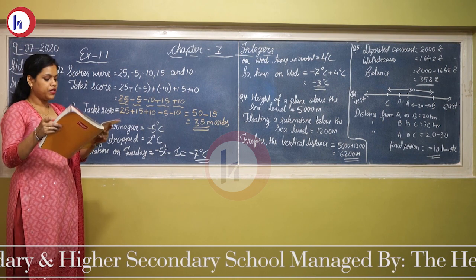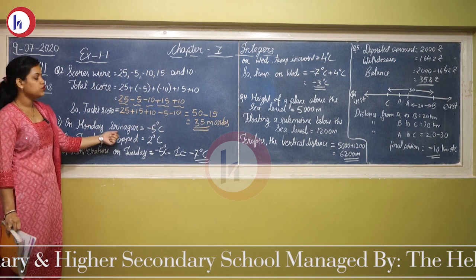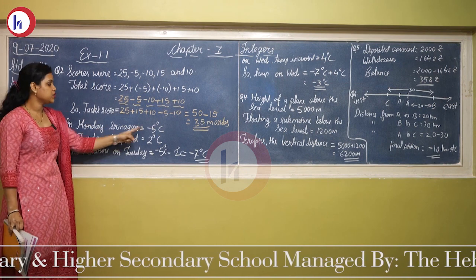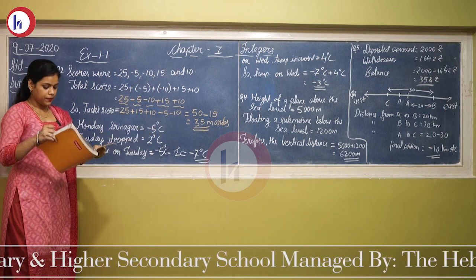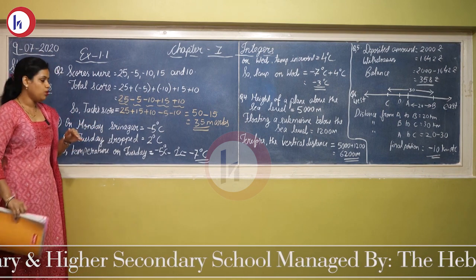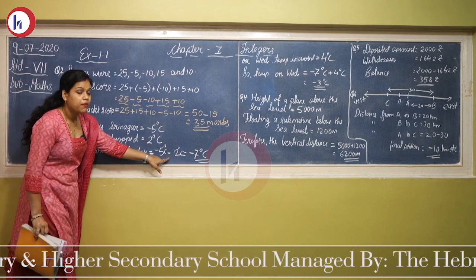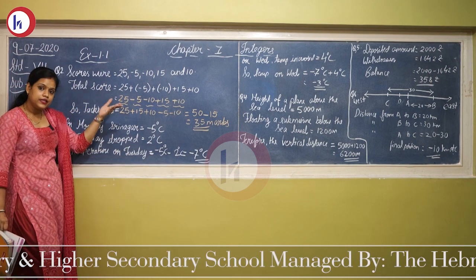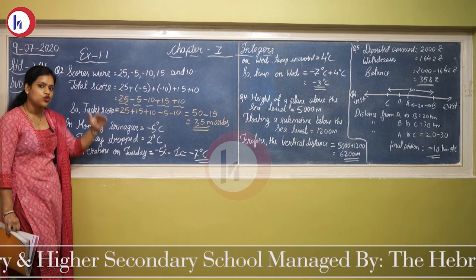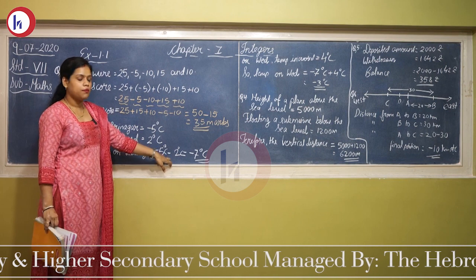Coming to our question number 3. At Srinagar, temperature was minus 5 degrees C on Monday. So here the temperature is about Srinagar. On Monday the temperature was minus 5 degree C. And then it dropped. Dropped means it is now lowered. So for dropping we are using the minus sign. If it is increasing we use the plus sign, and if it is dropping, meaning it has decreased, for decreasing we are using this minus sign.